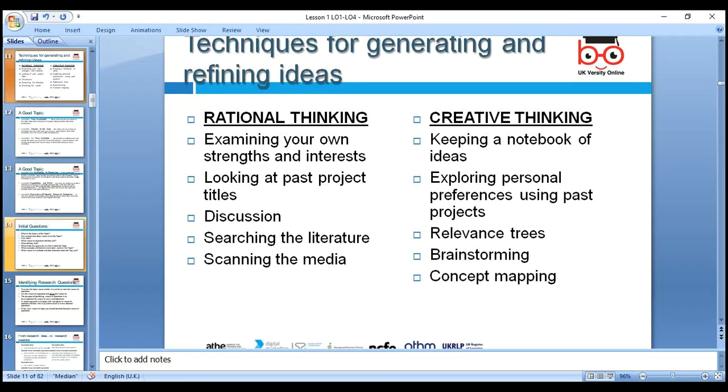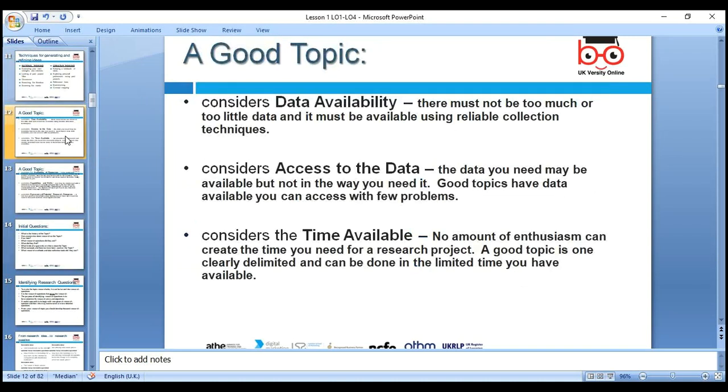When you decide on research, always use rational thinking, and reflect on your own strengths and interests. Look at past project titles, hold discussions, search the literature, and scan. All this we need to go through. Keeping a notebook will help you. Explore your personal preferences using past project relevance trees, brainstorming, and concept mapping to develop your topic. So what is a good topic?